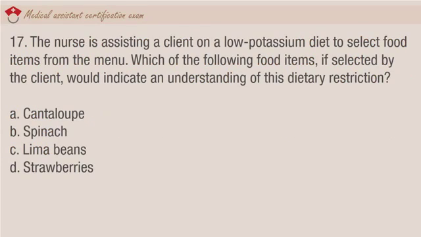Question 17. The nurse is assisting a client on a low-potassium diet to select food items from the menu. Which of the following food items, if selected by the client, would indicate an understanding of this dietary restriction? A. Cantaloupe. B. Spinach. C. Lima beans. D. Strawberries.